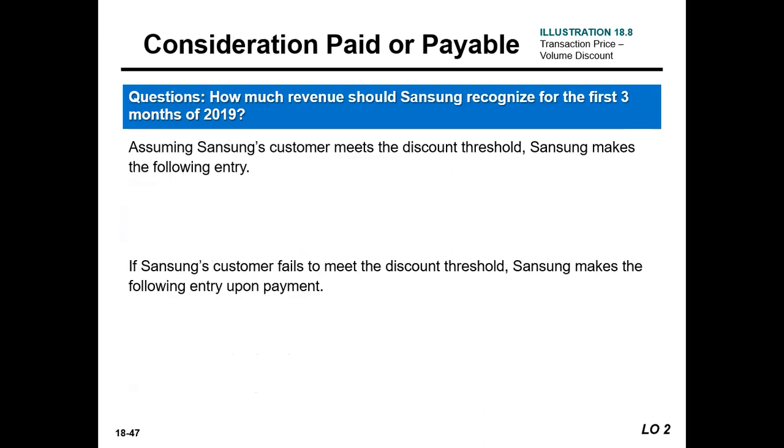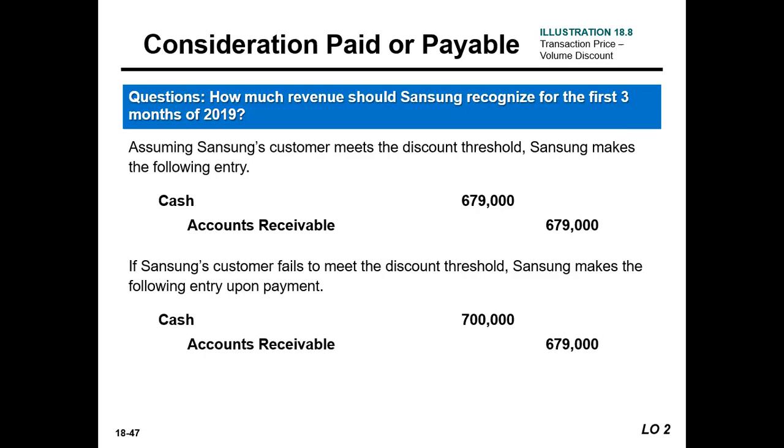Assuming Samsung's customer meets the discount threshold, Samsung makes the following entry. Debit cash, still the same. Credit accounts receivable. On the other hand, if Samsung's customer fails to meet the discount threshold, Samsung makes the following entry upon payment. Debit cash 700, credit accounts receivable 679, and credit sales discount forfeited, which is 21,000.